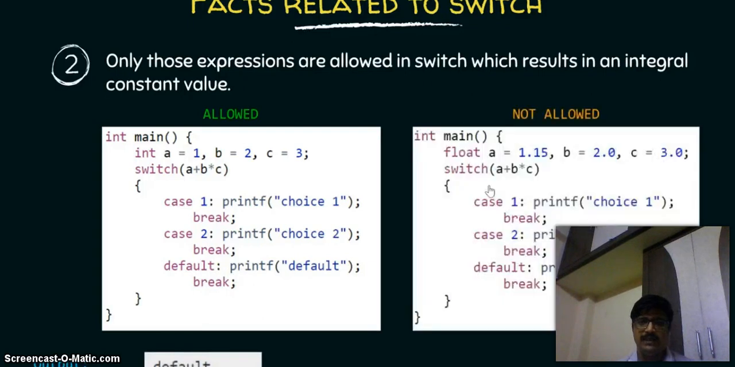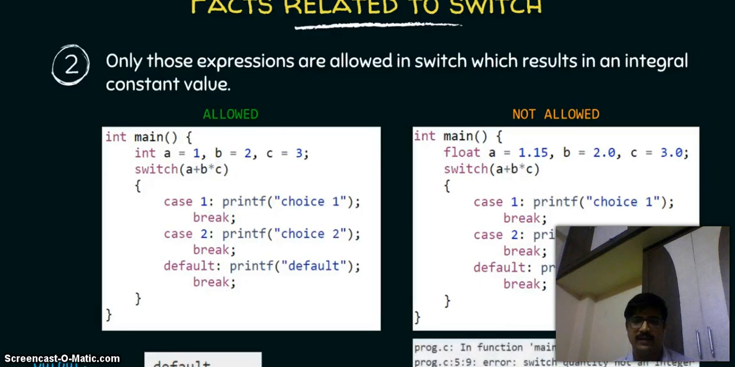But here, on the other hand, if I am declaring some three variables of the float data type, and of course this expression will give me a float value, this is not allowed. As I have already said, only those expressions are allowed which result in integral constants, not floating point values. Therefore it will give an error stating switch quantity is not an integer. Okay, let's consider the next part.